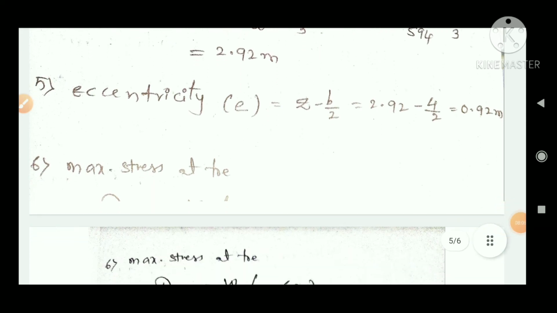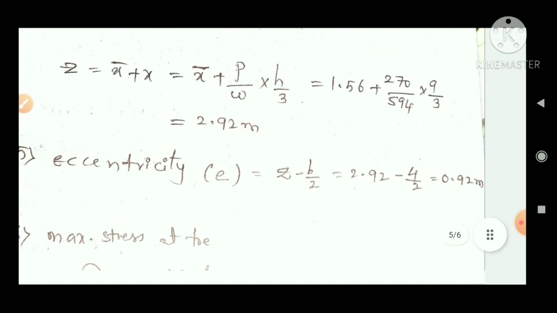Fifth step is eccentricity. E value is Z minus B by 2. Z value is 2.92 meter, and B value is 4 meters. So Z minus B by 2, then 2.92 minus 4 by 2, then we got 0.92 meter.